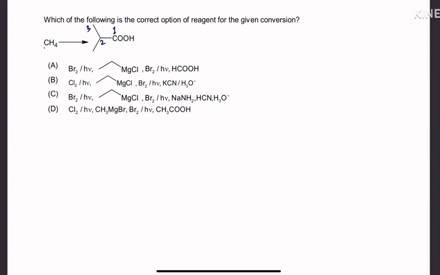Now see, there is a reactant with one carbon. If I add something, the total will be 4 carbons. Now see, if I give Br2/hv, that is the first reagent. In CH4, which is just an alkane, halogenation of the alkane will form just CH3Br. This is called methyl bromide.